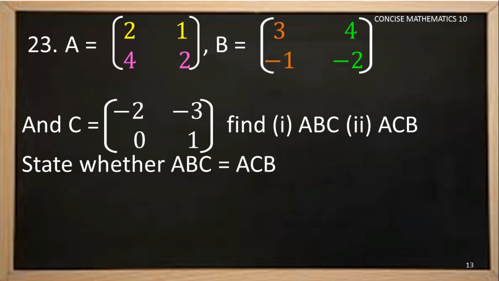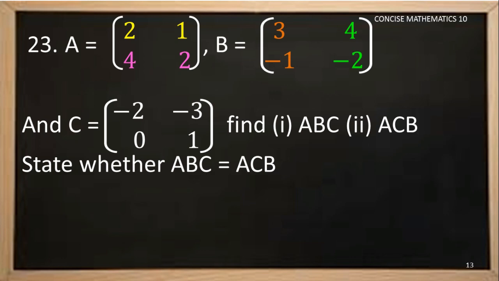Question number 23. There are three matrices A, B and C. We need to find ABC in the first step, and in the second step we need to find ACB. So kindly maintain the same order. In general, we know that associative property of multiplication holds good. If I do A into B into C, it is ABC. If I do A into C into B, it is also ABC. Now we need to verify whether this property holds good for matrices or not.